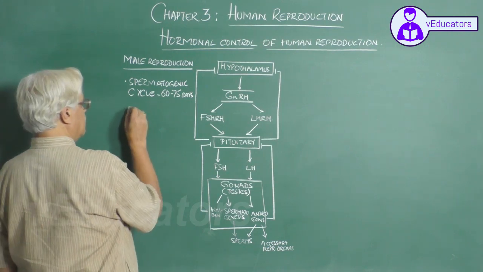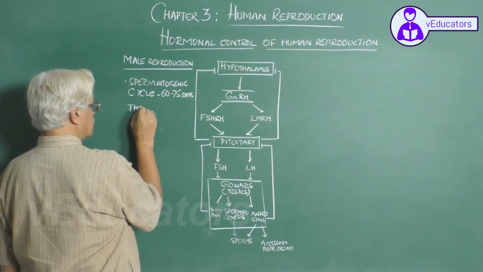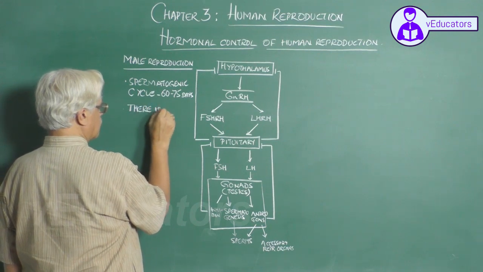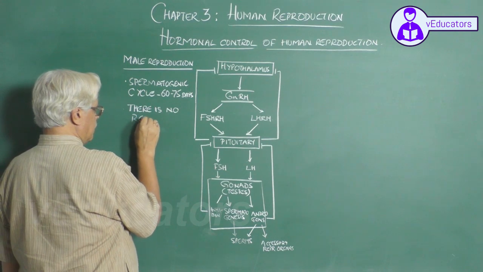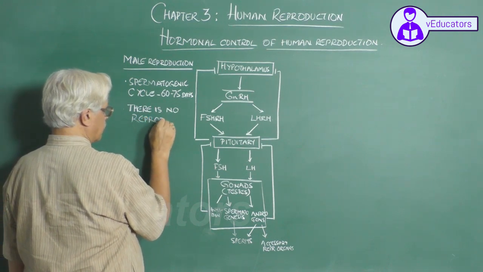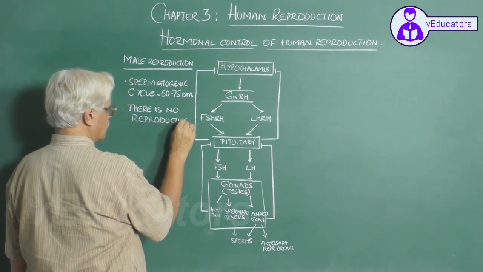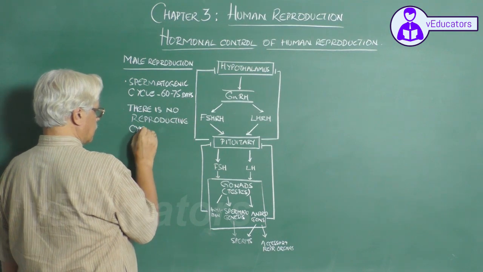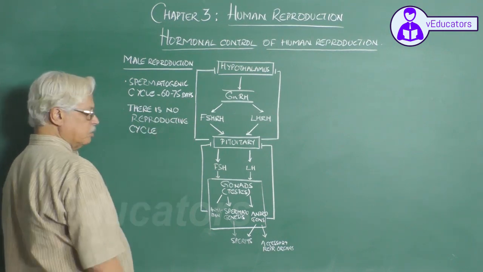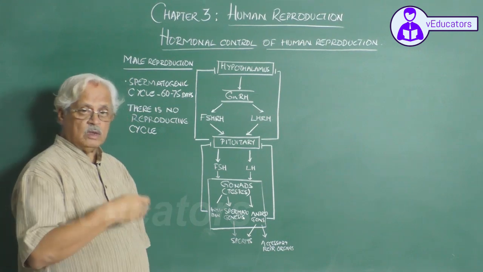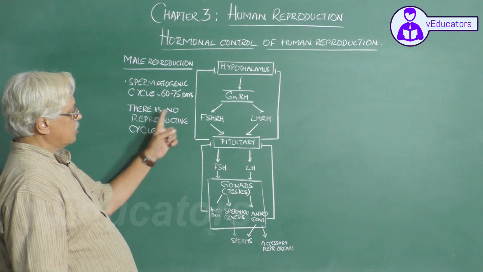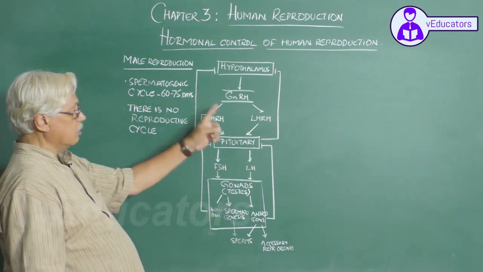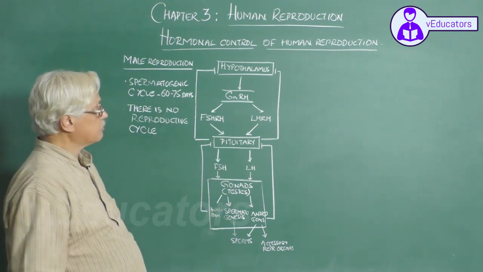But in the male, remember, there is no reproductive cycle. There is no reproductive cycle that repeats at regular intervals. So this is the mechanism of hormonal control of male reproduction.